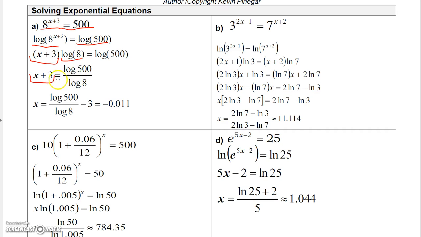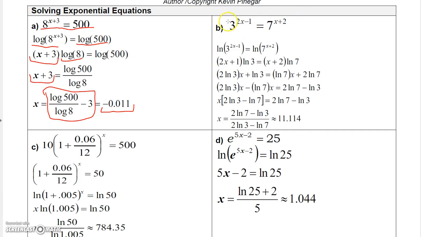And then to get x, I just subtract 3 from this expression, log of 500 divided by log of 8. So just do log of 500 divided by log of 8 minus 3 to get your answer, minus 0.011. I usually just go out to 3 decimals on these.